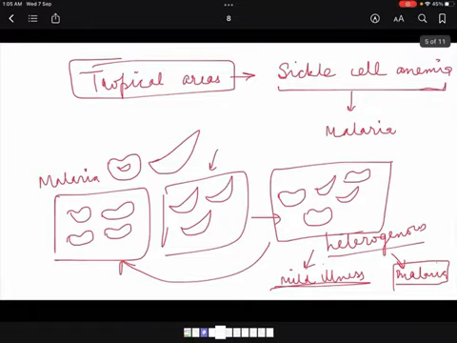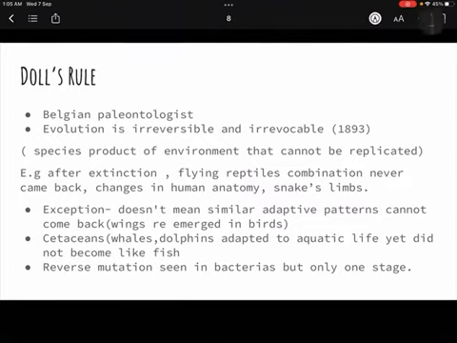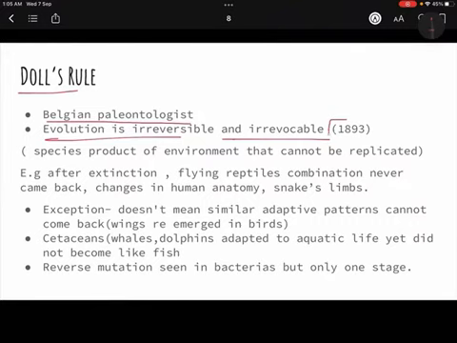Okay, so now let's go on to the next topic, that is Dollo's rule. Again, these were people who came after Darwin, and they had their own views on evolution. So Dollo was a Belgian paleontologist. He said that evolution is irreversible and irrevocable. Okay, in 1893 he said evolution is irreversible and irrevocable.